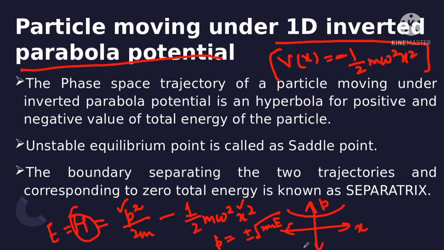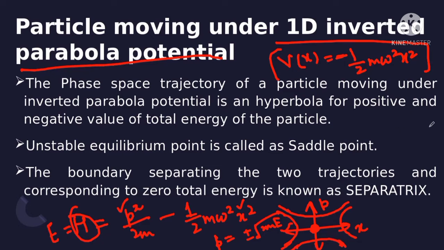Let me represent these points. So this is something of this kind. And when we put p equal to 0, the point comes out to be this. So this kind of phase space trajectory is there for the particle. It will not reach the origin, and it is not a bounded motion. You can see this is extending up to infinity. So that is an open kind of motion.